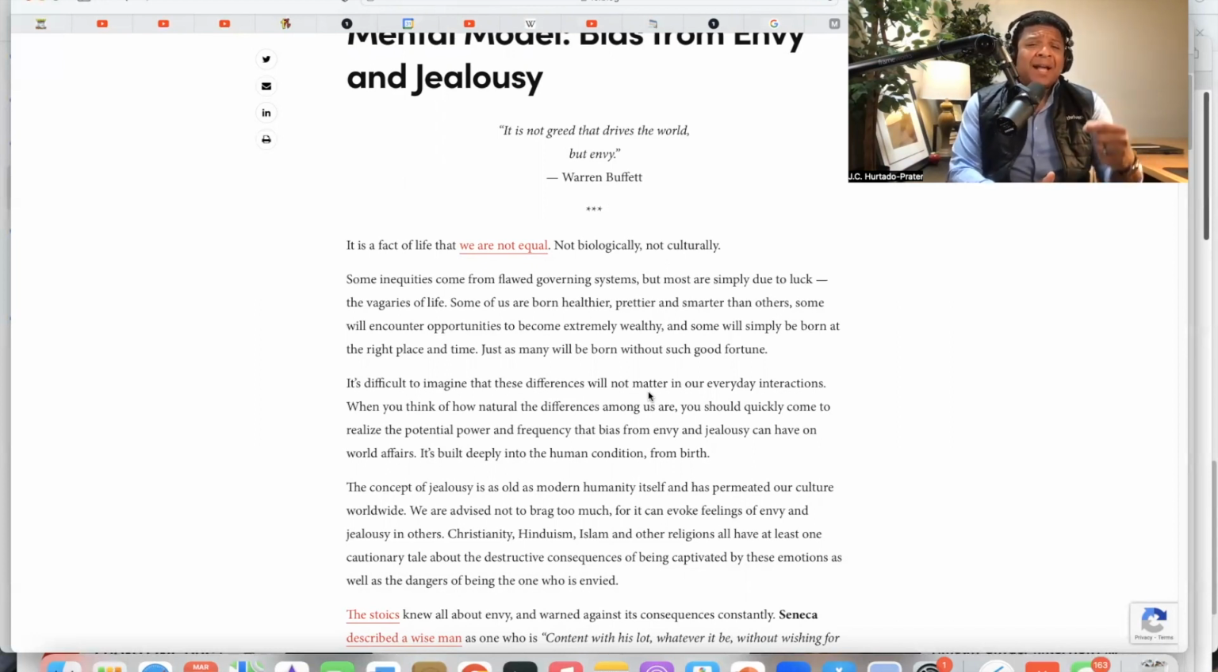It's difficult to imagine that these differences will not matter in our everyday interactions. When you think of how natural the differences among us are, you should quickly come to realize the potential power and frequency that bias, and I think that's an important word for you to understand as well, bias from envy and jealousy can have on world affairs. It's built deeply into the human condition from birth.